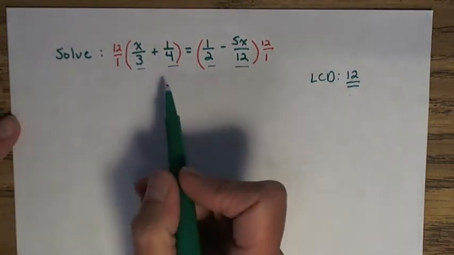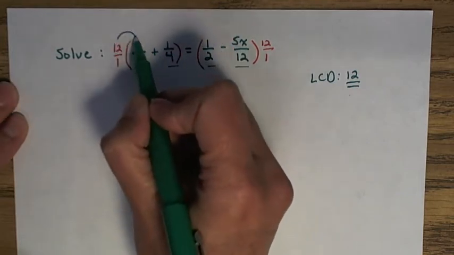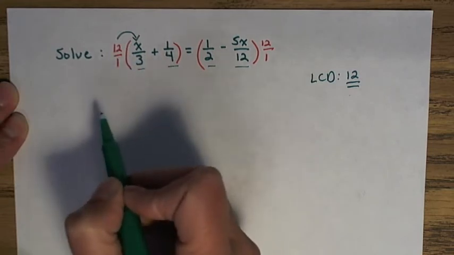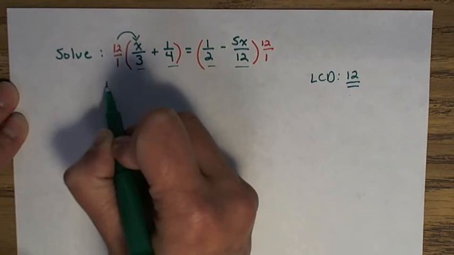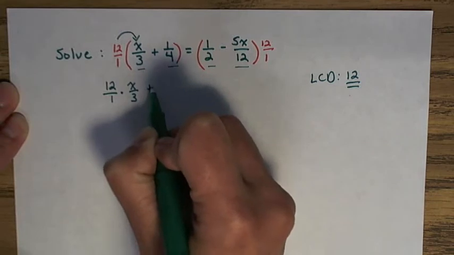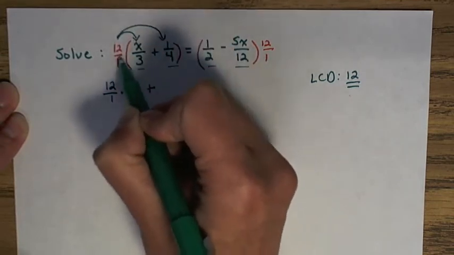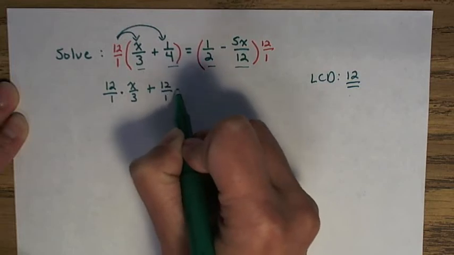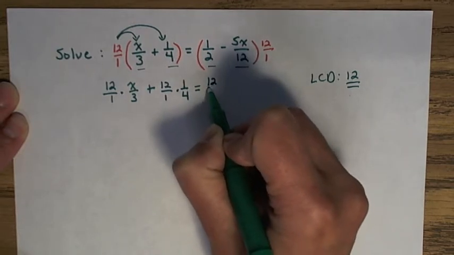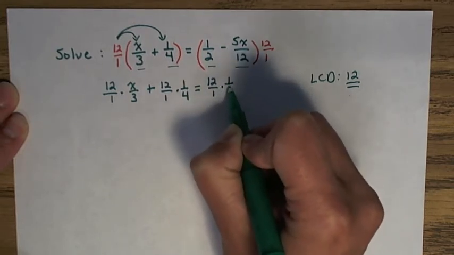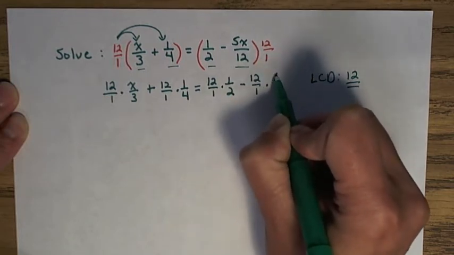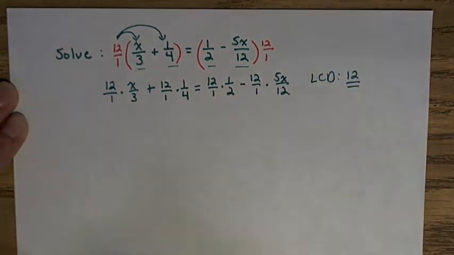And so one way to think about working with this is to rewrite this equation. I'm going to distribute that 12 to each term that I have in the entire equation. So this becomes 12 over 1 times x over 3 plus, and now I distribute that 12 over 1 times the 1/4, and that's equal to 12 over 1 times 1/2 minus 12 over 1 times 5x over 12.